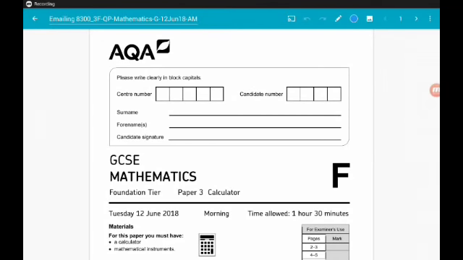Hey there guys, in this episode we're going through AQA's Foundation GCSE Maths Paper 3 from June 2018.